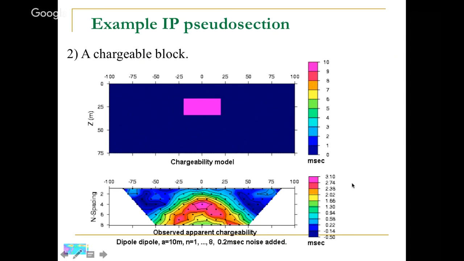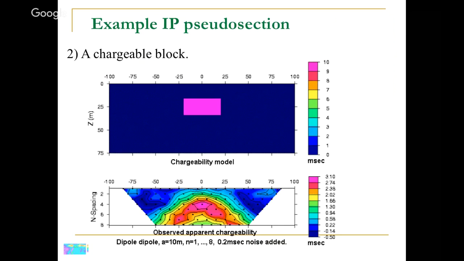Okay. So again, we will have something that's pretty similar to what we saw before, but now I've got a chargeable block. So the conductivity of this block and the conductivity of that background are the same. But this block here has got, I don't know, maybe disseminated sulfide in it, or maybe a bit of graphite or something, and it's actually chargeable.